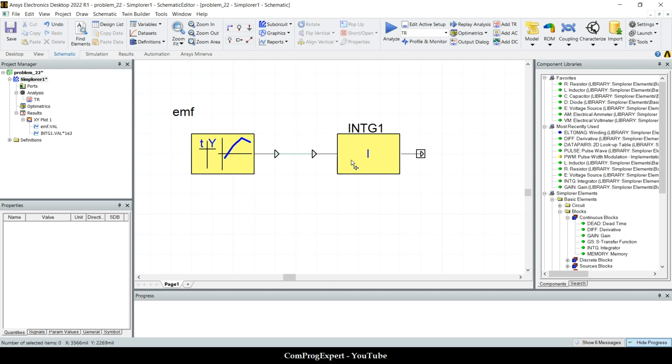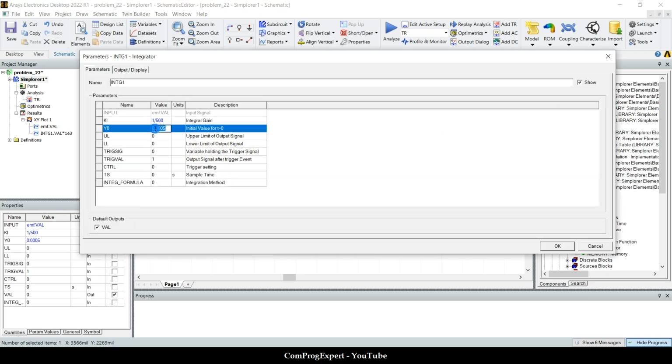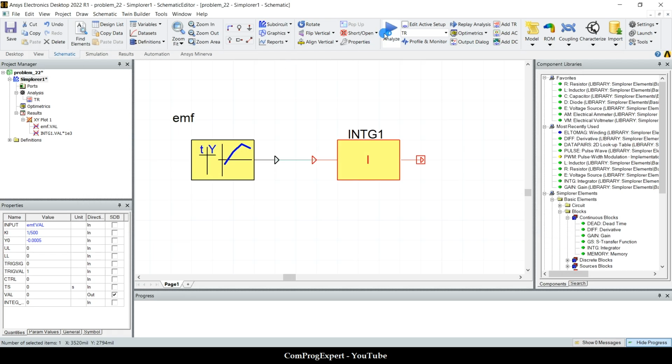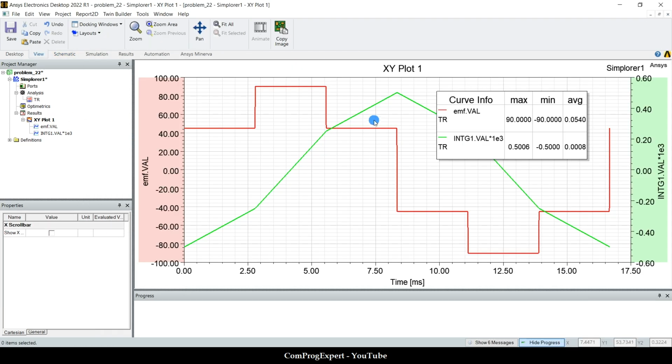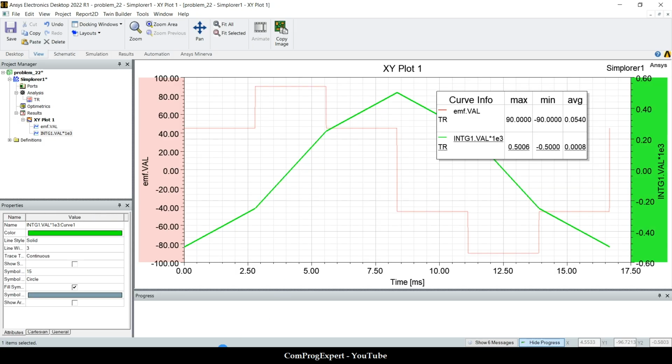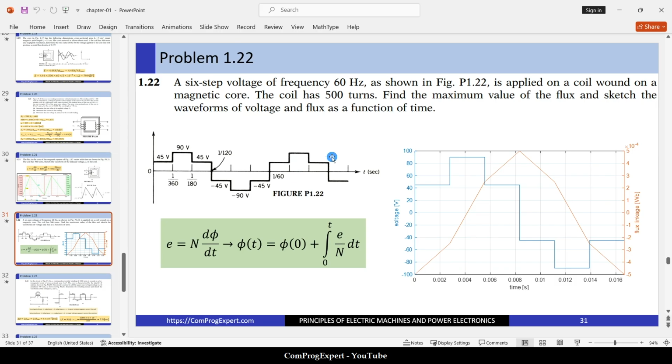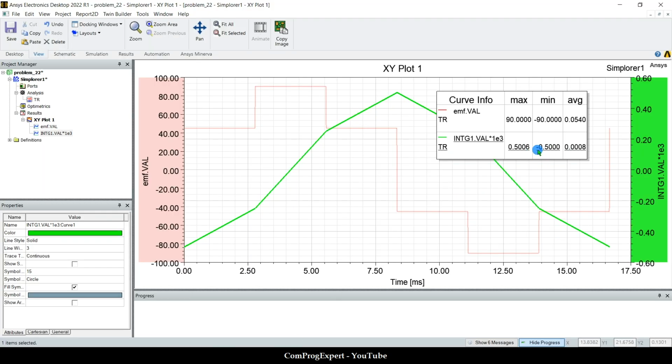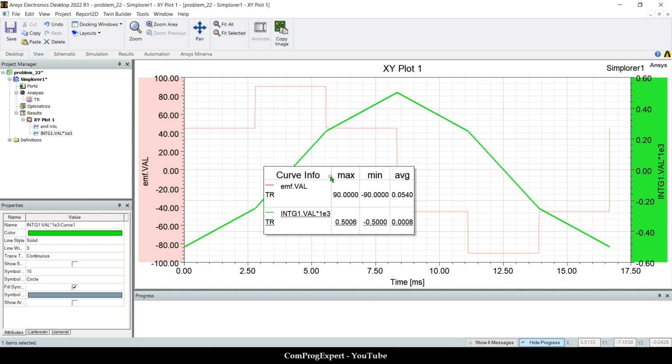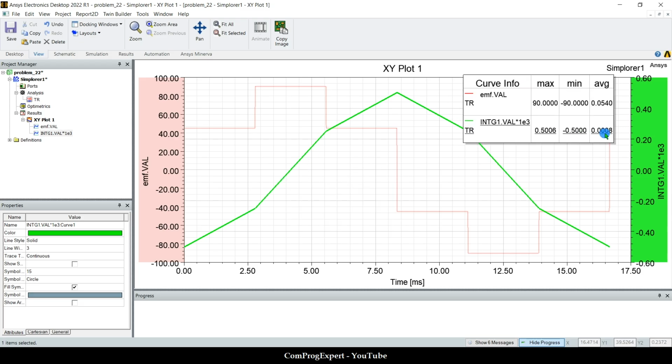Excuse me, here I should consider a negative sign. I should shift the function down, not up. So as you can see, the average value of the flux is 0. The aim was to calculate the minimum and maximum value of the flux waveform. The minimum value is minus 0.5 milliweber, and this is the maximum value. The average value of this waveform in this case is 0.